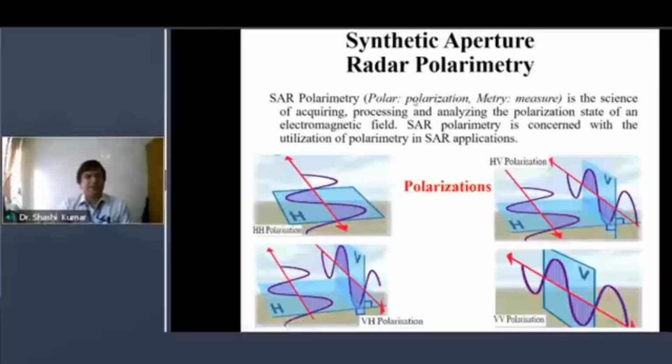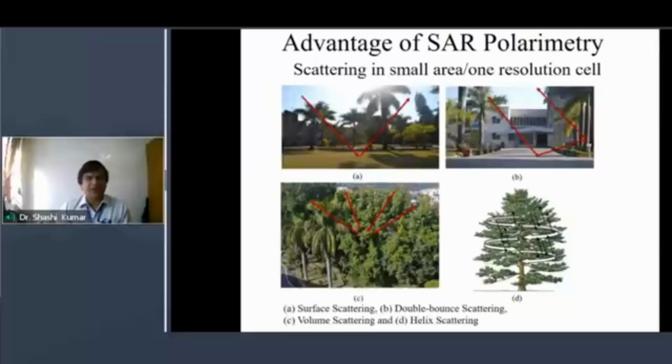Here there is a definition given for SAR polarimetry. SAR polarimetry is the science of acquiring, processing, and analyzing the polarization state of an electromagnetic field. SAR polarimetry is concerned with the utilization of polarimetry in SAR applications. Now, SAR polarimetry has several advantages. Here one can see that there will be 3 to 4 types of scattering given by different kinds of structures.